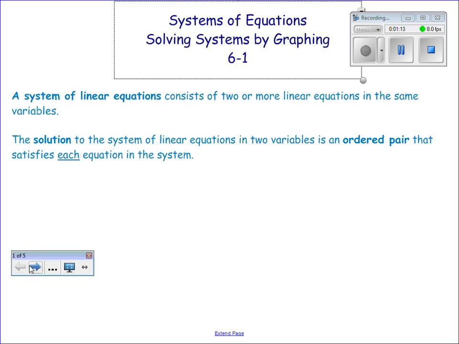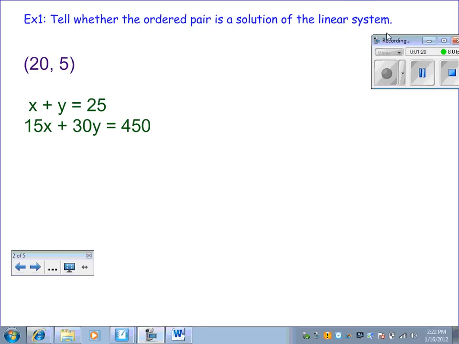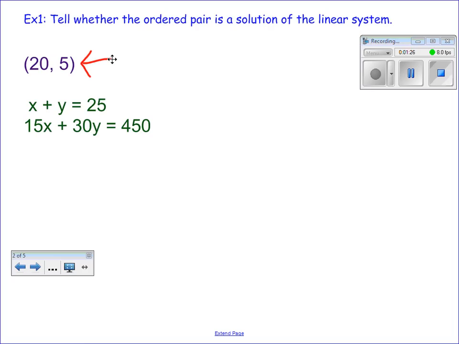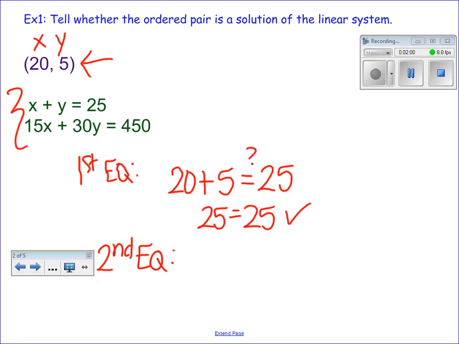All right, so let's move on to the second slide. Okay, and our directions here say to tell whether the ordered pair is a solution of the linear system. We've done this before. Okay, I'm going to take the ordered pair that they give us, 20, 5, and plug it into this system of equations to see if we get something that is true or not. So we all know that the 20 is the x and the 5 is the y. So first I'm going to test my first equation. And I'm going to say, is 20 plus 5 equal to 25? Well, we all know that that is true. But it is not a solution unless it makes both equations true. So now I need to test my second equation.